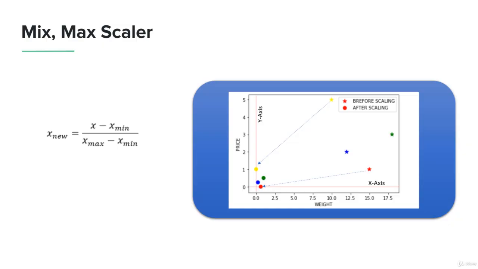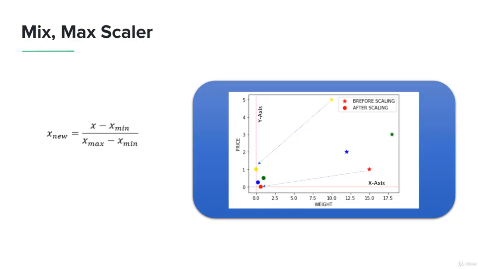As you can see in the figure, we have one example before scaling, and the red one shows after scaling. The data is moving towards 0, so it is shrinking the data overall. It makes sure that all the values lie in the range of 0 and 1. If you have negative values, the range can also be between -1 and 1.